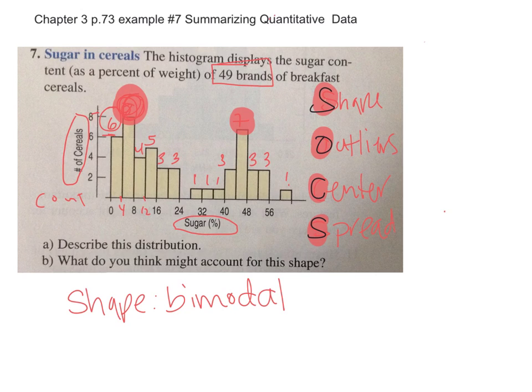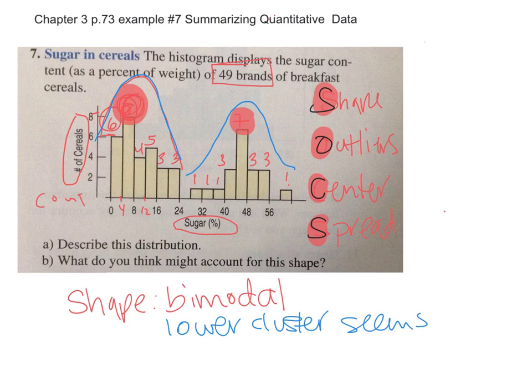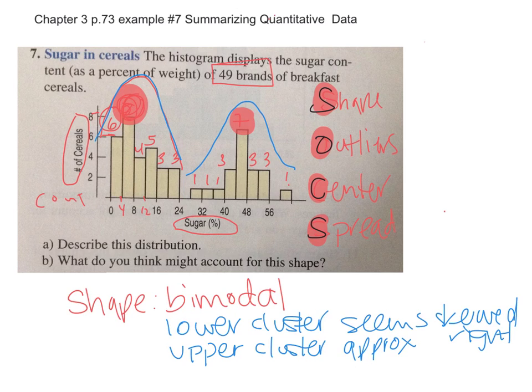And because it's bimodal, we can see that the lower cluster right here appears to be skewed right. And then the upper cluster seems to be approximately symmetric. So lower cluster seems skewed right, and upper cluster approximately symmetric.